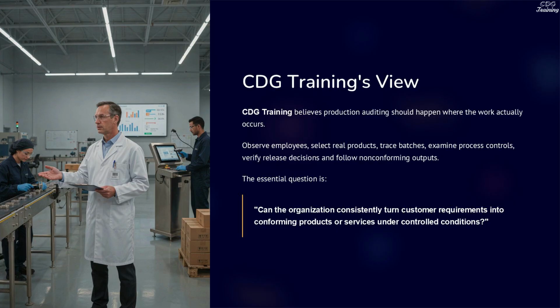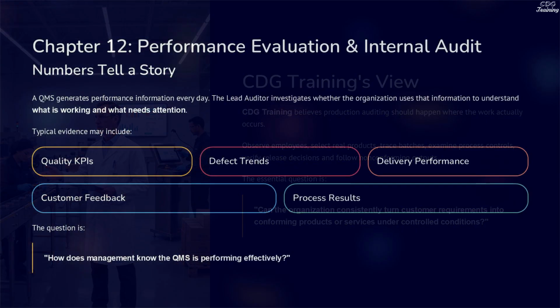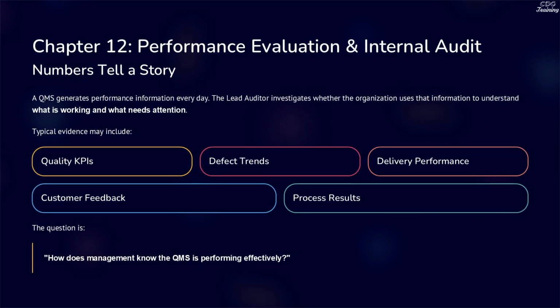The essential question is whether the organization can consistently turn customer requirements into conforming products or services under controlled conditions. A quality management system, QMS, generates vital information daily. The lead auditor's role is to analyze this data to identify what's working and what needs attention. Key evidence includes quality KPIs, defect trends, delivery performance, customer feedback, and process results. The central question is, how does management know the QMS is performing effectively?